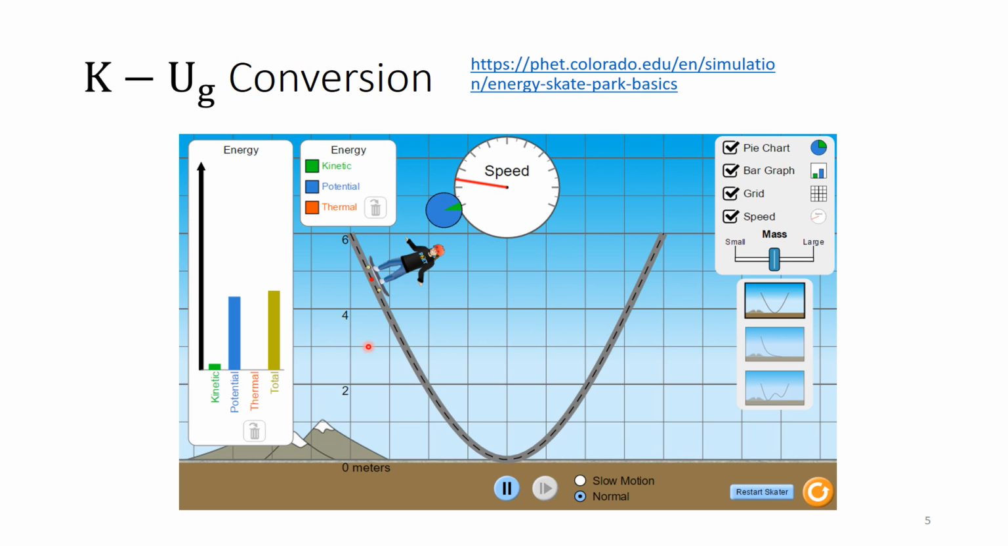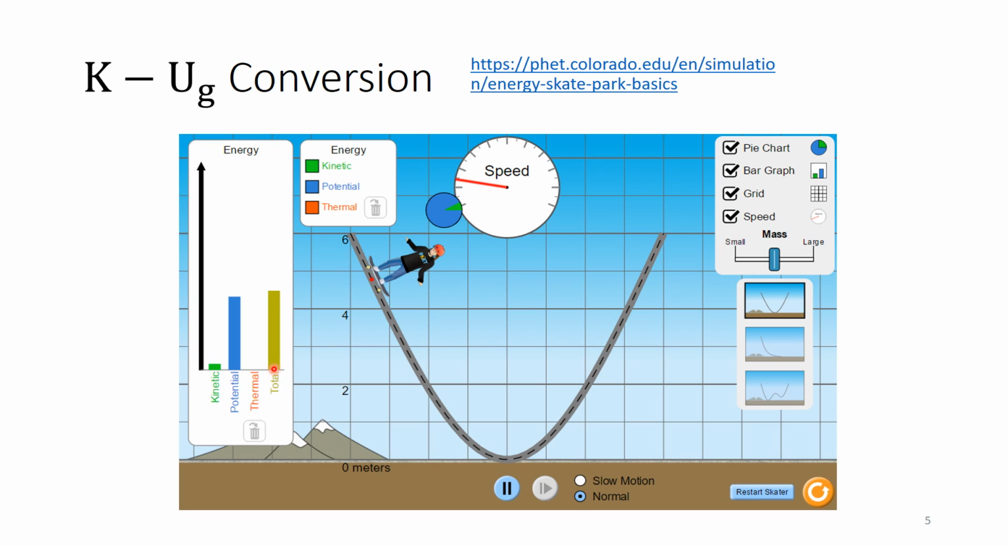In terms of energy, what we see is shown by this bar chart. Close to the top of the track, the potential energy of the skater is close to maximum, and as he travels downwards, the potential energy decreases because his height is decreasing, but at the same time the kinetic energy increases. You will see that the green bar for kinetic energy goes up as the skater goes downwards. This is an example of energy conversion.